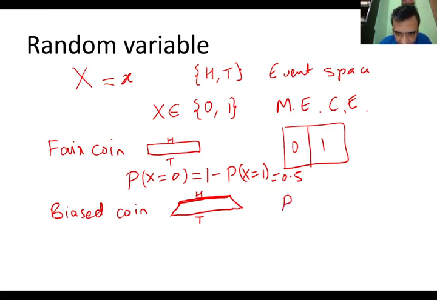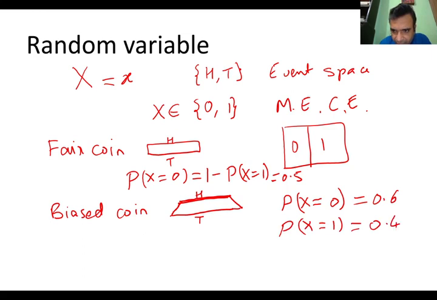So this probability of, let's say, X is equal to 0 can be greater than 0.5. So let's say it is 0.6. Then probability of X is equal to 1 is going to be 0.4, because the two possible outcomes are mutually exclusive and collectively exhaustive. Their probabilities add up to 1, and the probability of any of these events happening is always going to be greater than or equal to 0.